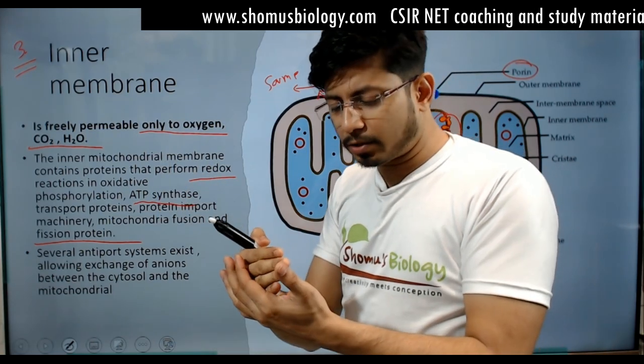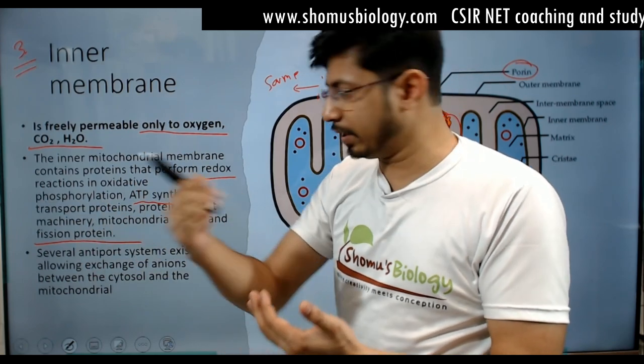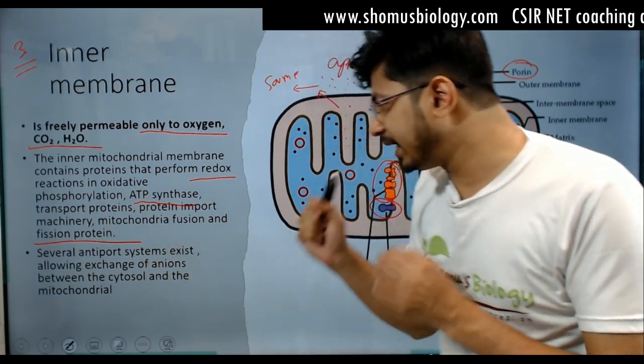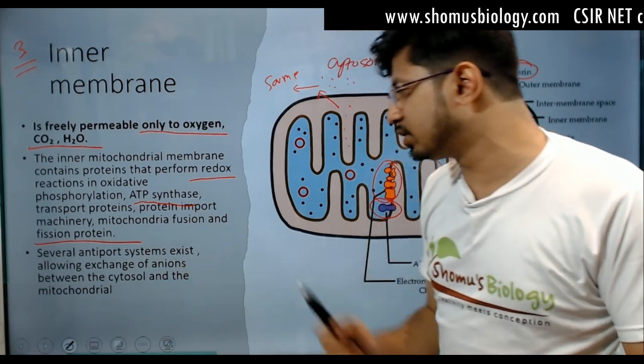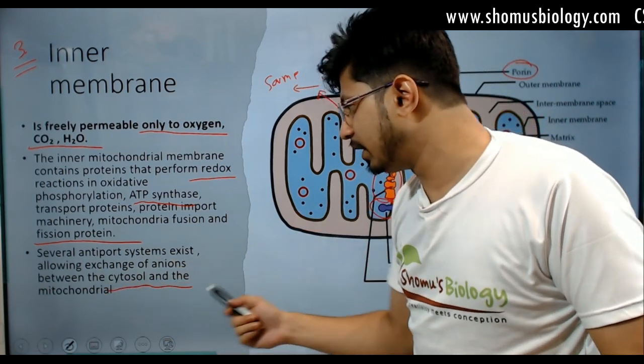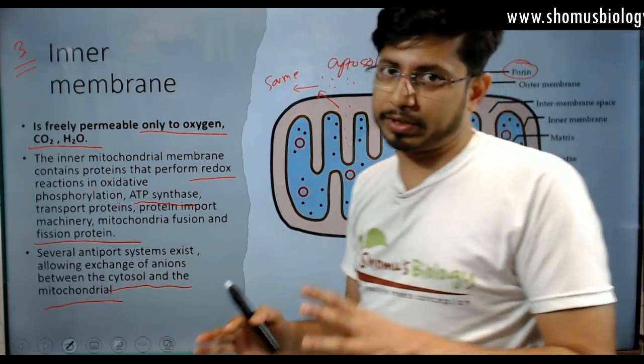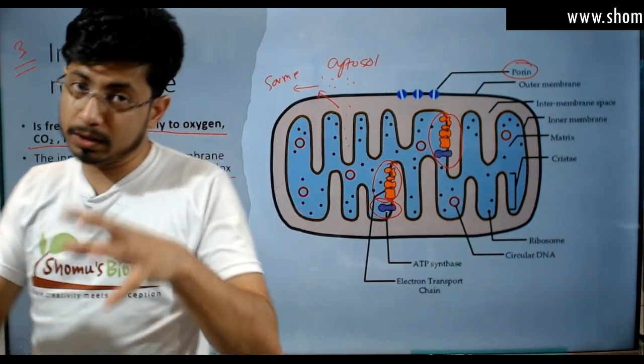So the inner membrane of mitochondria plays a more important role than the outer membrane of mitochondria. And several antiport systems exist, allowing the exchange of anions between the cytosol and the mitochondrial matrix. That is also a very important concept here.